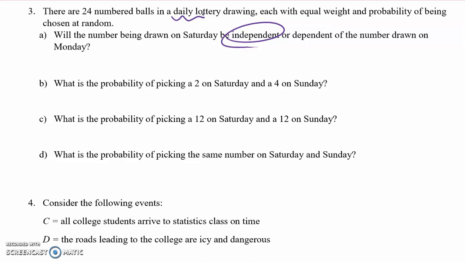What is the probability of picking a 2 on Saturday and a 4 on Sunday? So we have 1 out of 24 times 1 out of 24. They're independent. So you're able to multiply these probabilities together because what you pick Saturday does not change what you pick on Sunday. The exact same answer happens on the next question. Even though the numbers change, it doesn't matter because it's still just 1 out of 24 is the likelihood of getting a 12 on Saturday and then another 12 on Sunday. So times 1 out of 24.